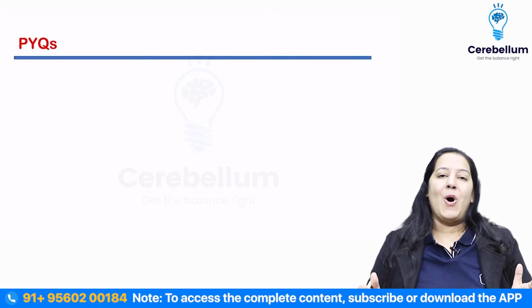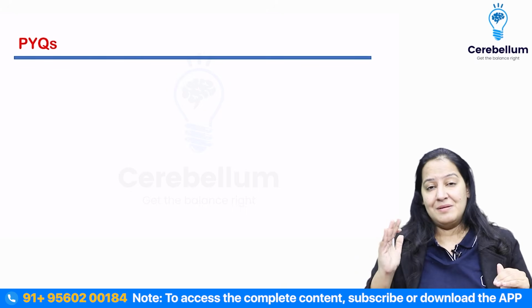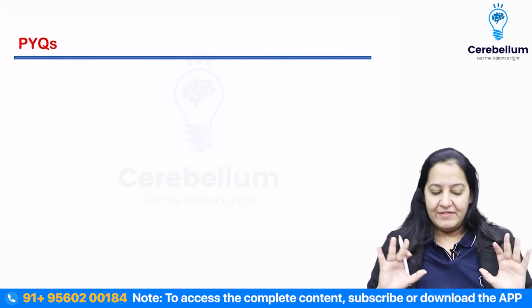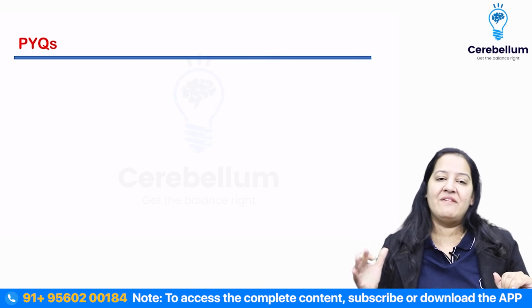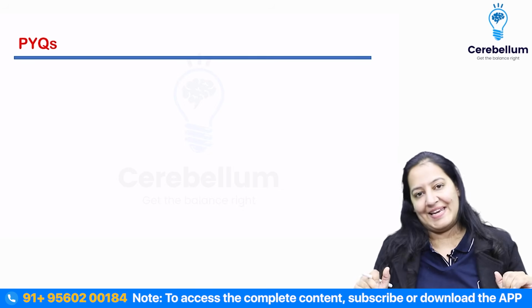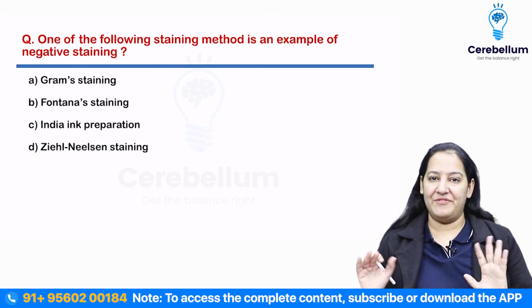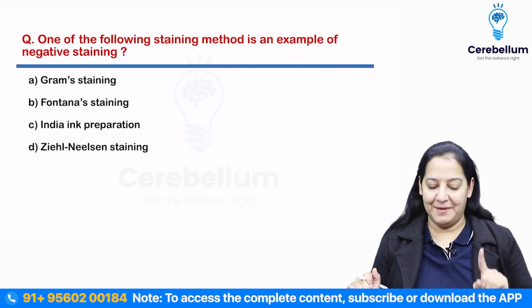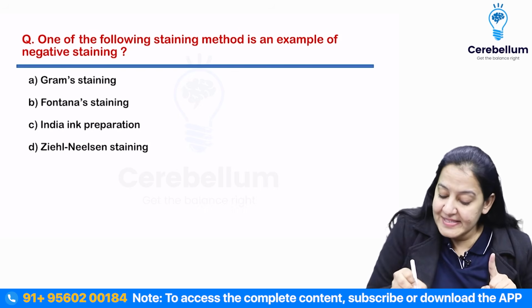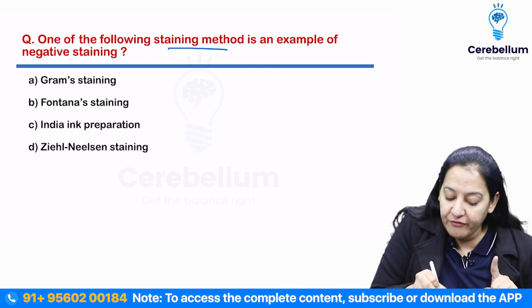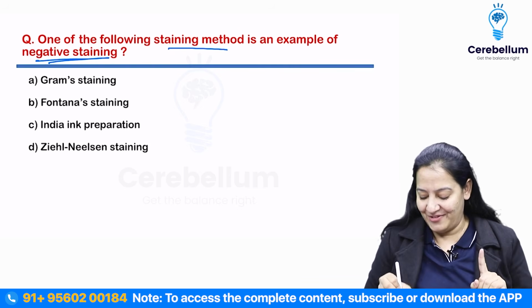So, let's solve some previous year questions based on this concept. We have done the summary also. So, let's solve some PYQs based on the staining techniques. So, let me discuss the question. The first question is in front of you, the first PYQ. Let me read it. One of the following staining methods is an example of negative stain. Read the 4 options.